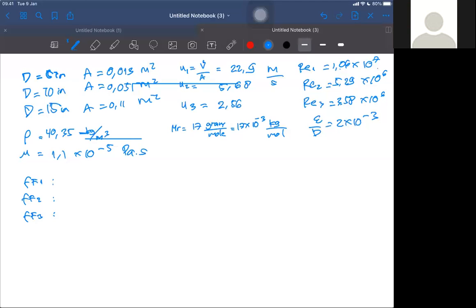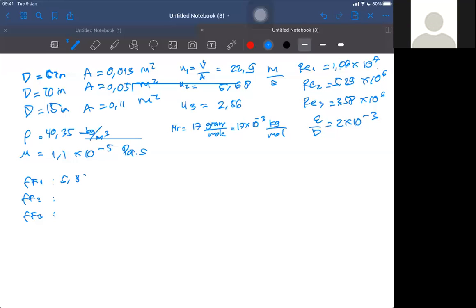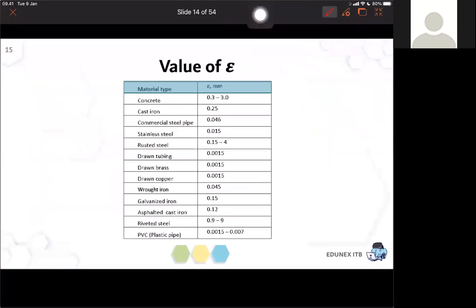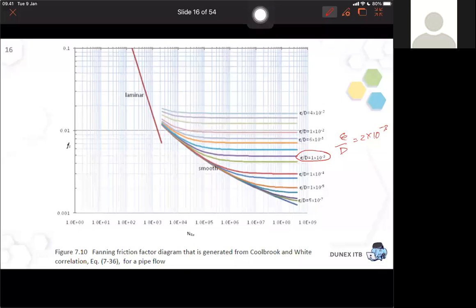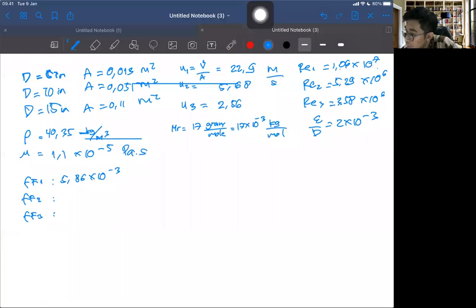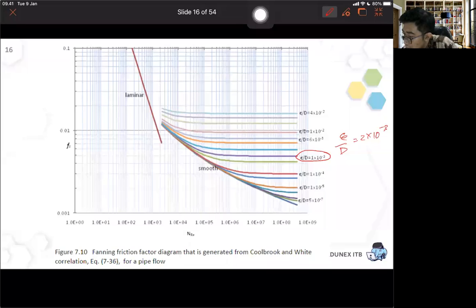For finding friction factor 1, sir, I get 5.86 times 10 to the negative 3. Is that right, sir? I think it's around there. Let me check from the graph. How much is the Reynolds number? The Reynolds number is 10 to the power of 7. So around this line, right?